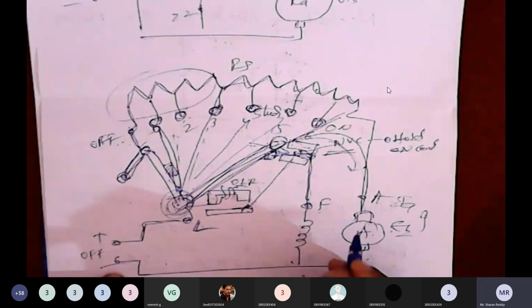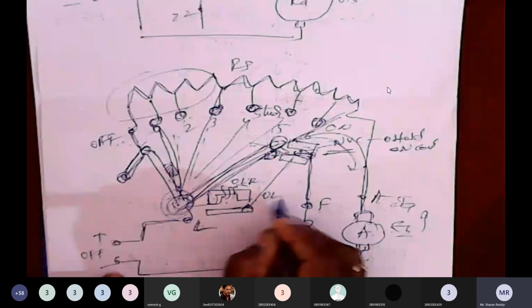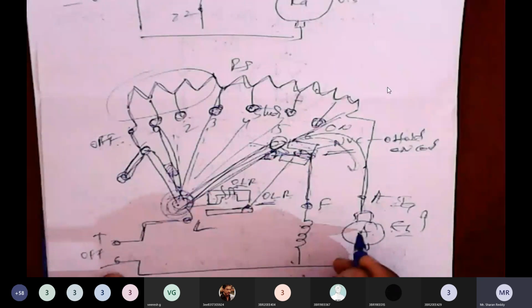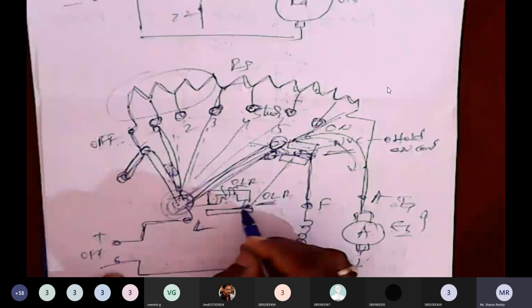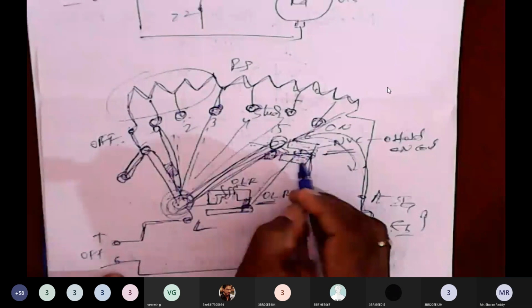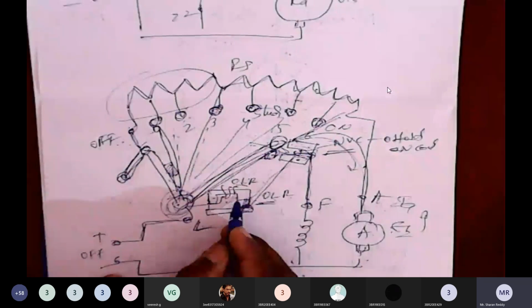Sometimes there is one more coil, the OLR coil, overload release. As the name indicates, whenever the motor is drawing more current than its capacity, this coil will get magnetized. Whenever over-current flows through it, that extra current makes it a magnet, and because of that magnet, it is lifted up.